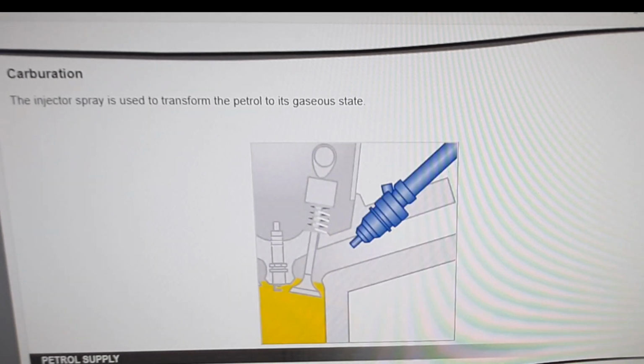The burnt mixture must satisfy three requirements to enable combustion to be as complete as possible. To be combustible, the air-petrol mixture must be gaseous. In fact, petrol in its liquid state burns with difficulty. The injector spray is used to transform the petrol to its gaseous state.